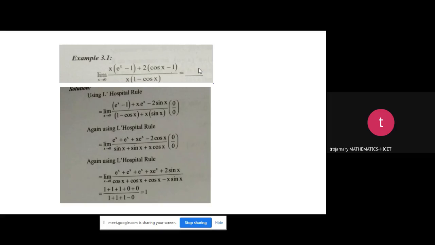So again, using the L'Hospital rule, differentiating the numerator as well as the denominator. Differentiating the numerator, we get e power x plus e power x plus x e power x, minus 2 cos x. Denominator: sin x plus x cos x. Applying the limit, again 0 by 0. Once again, apply the L'Hospital rule, differentiating again: e power x plus e power x plus x e power x plus 2 sin x, by cos x plus cos x minus x sin x. Applying the limit as x equals 0, the value is 1. So finally, we got the value.